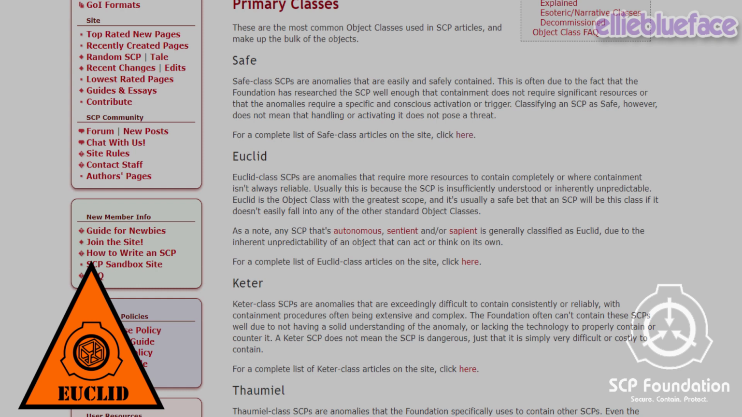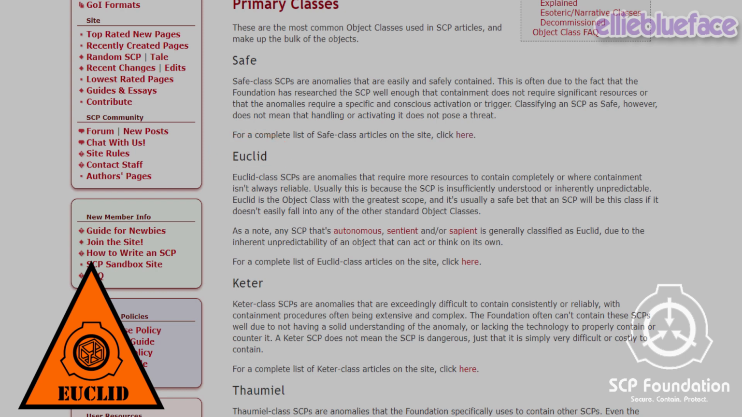The second class we'll talk about is Euclid. Now this is the one that is the most prevalent in terms of all of the SCPs, because this is the one where there's quite a lot of scope between what is classed as a Euclid. SCPs that are classified as Euclid are ones that require more resources to contain completely, or where containment isn't always reliable. And this may mean that they just don't understand what this creature can do, or that it's really unpredictable.